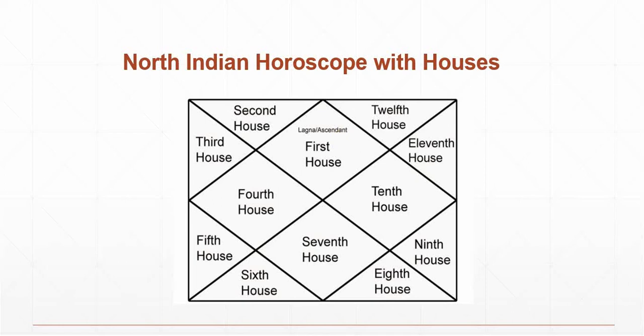Now, from the first house, if you want to count other houses, you will go counterclockwise. Okay. So if this is the first house, this becomes the second house. This becomes the third house. This becomes the fourth house. Then you have fifth house over here. Then you have sixth house, seventh house, eighth house, ninth house, 10th house, 11th house, 12th house, and then first house. So whenever you count houses, you have to go counterclockwise from the first house.